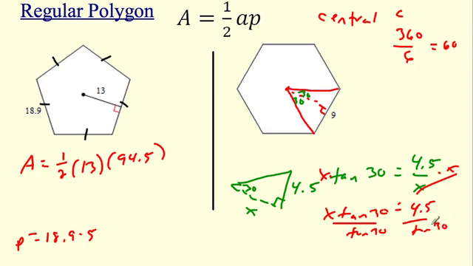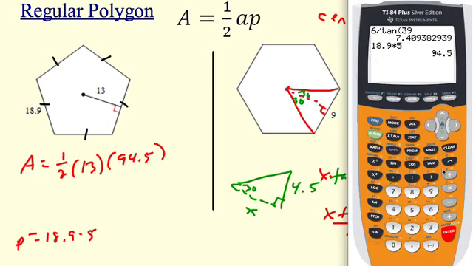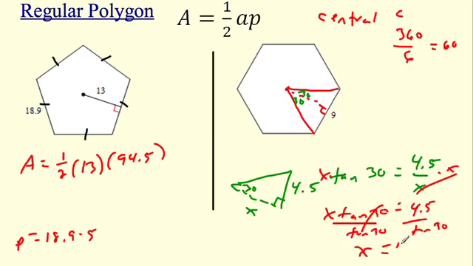So the trig is very important in this chapter. Let's just get some closure on this. Clear that out. We got 4.5 divided by the tan of 30, and we get 7.794, so 7.79. So what was that? That was just my apothem. That was this side right here, which is the apothem.